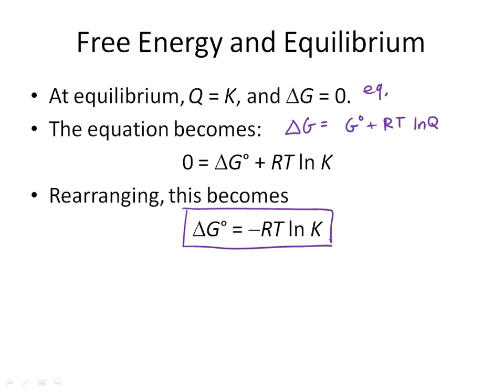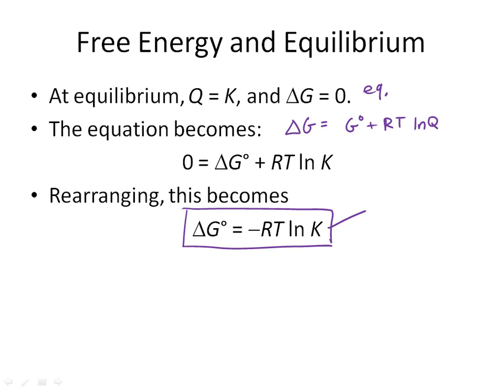Why is this important? Take a moment to think about that. This is so important because we have this relationship between thermodynamics, which tells us whether something happens or not, and equilibrium, entropy, and enthalpy. All of these things are now tied together. So basically, if we know the delta G for a reaction, we can find its equilibrium constant, and vice versa.